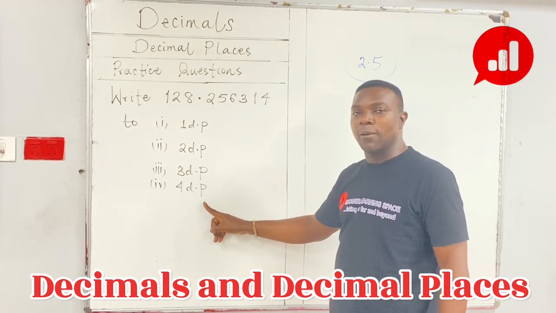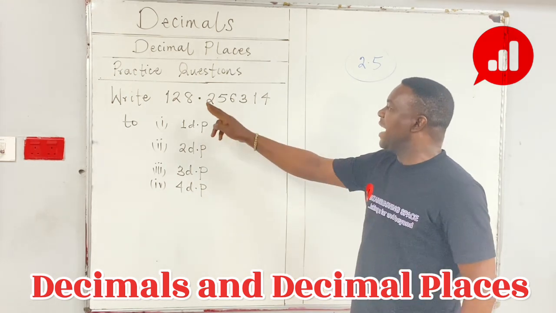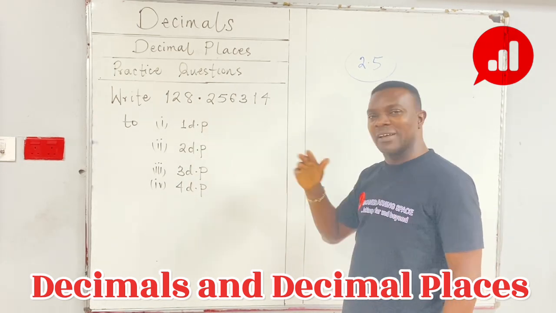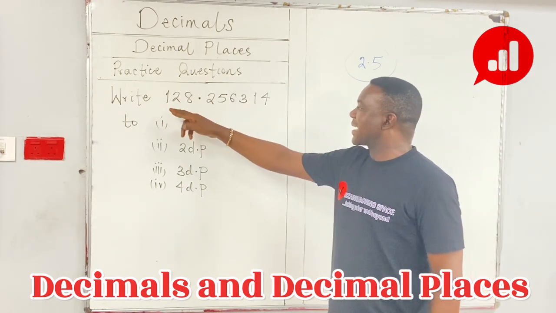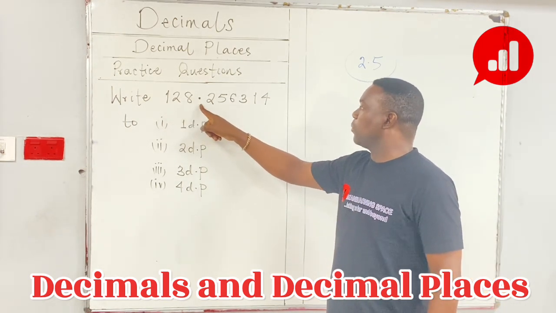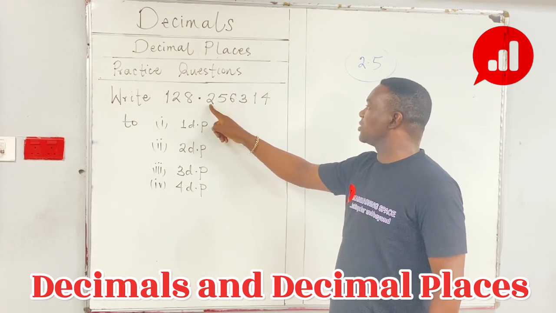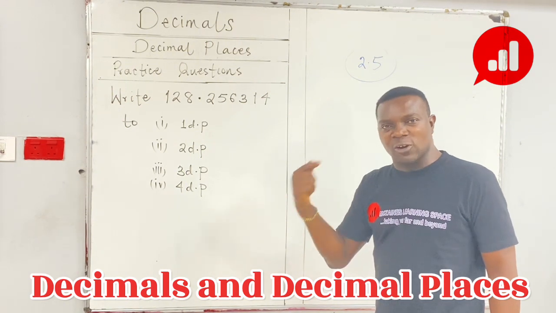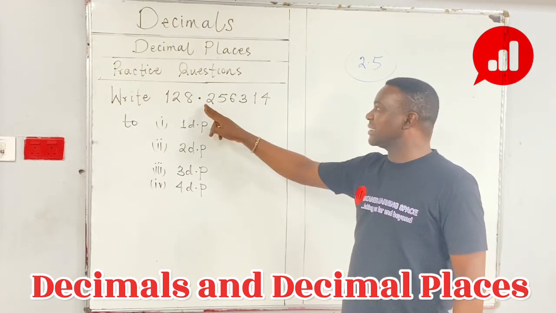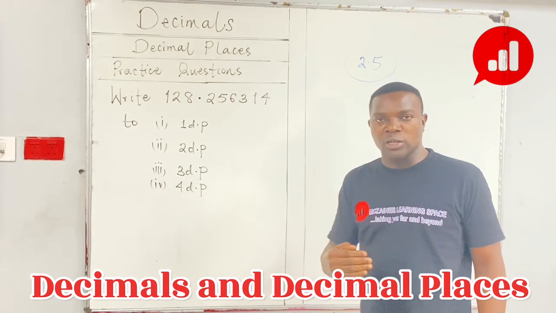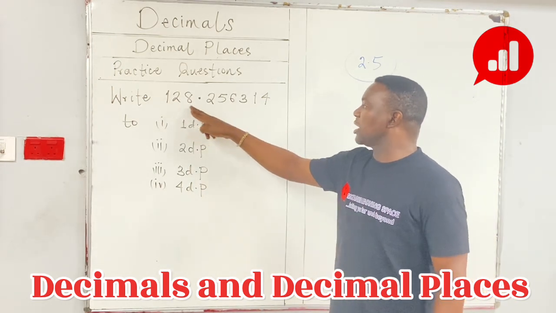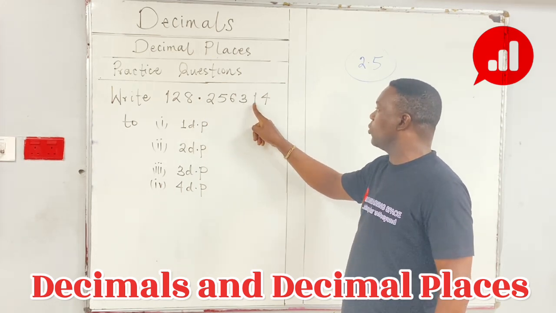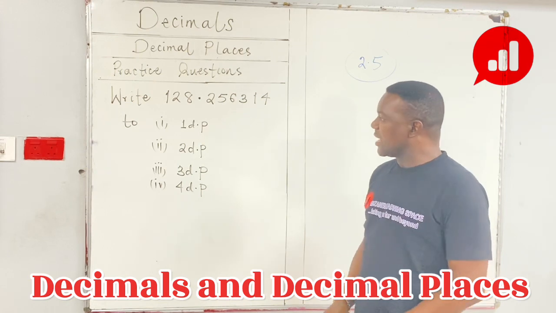DP means decimal places. Now, any number after the decimal point, you don't call them all together. You call the numbers one after the other. So, I cannot say 128.256,000. No, you call all these numbers one after the other. So, take note. Numbers after the decimal point are called one after the other. So this is 128 point. This is the decimal point. 256314. Okay?